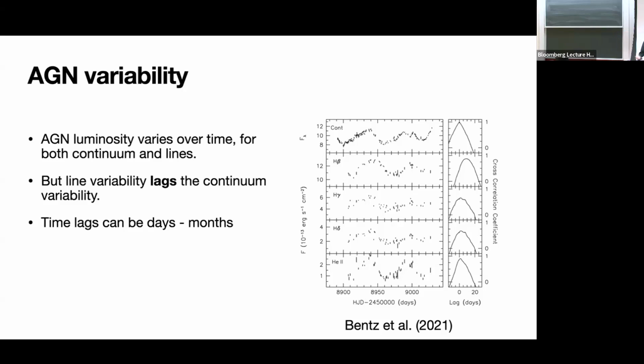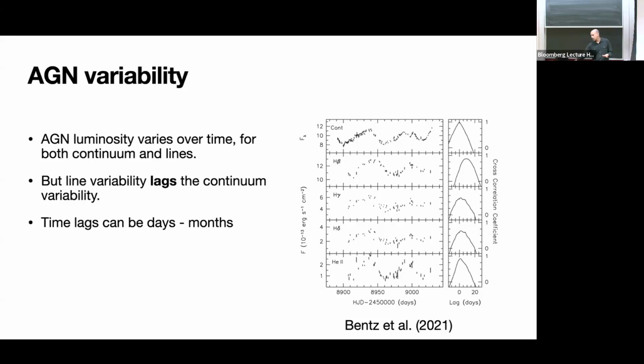The reason for this is thought to be that the line emitting region comes from gas which is much, much further out from the black hole compared to the continuum emitting region. The physical picture that AGN people have in mind is that the continuum light illuminates this line emitting region, heating it up, and the way that it cools down is via this line radiation. And so these time lags of days or weeks or months tell us that the size of the line emitting region is light days, light weeks, light months.